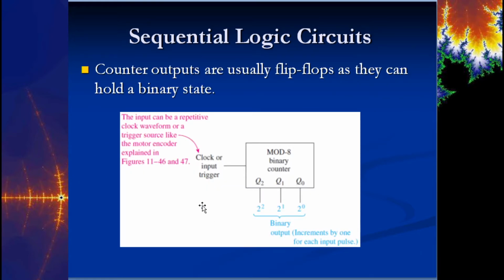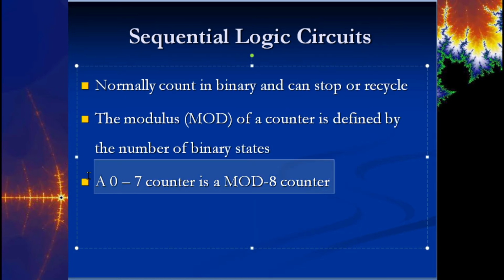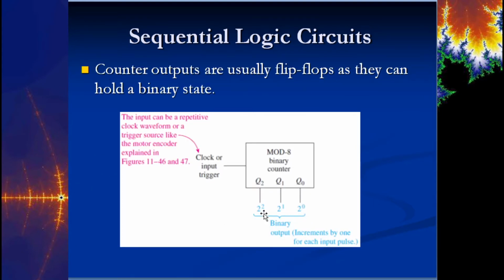Okay, so it says the counter outputs are usually flip-flops, as they can hold a binary state. That's what I just referenced. As you see here, it could be a push button, it could be a motor encoder, it could be some kind of repetitive clock waveform or some kind of trigger source that activates the counter and increments the count each time this thing gets triggered. So in this case, we have a 3-bit binary counter that goes from 000 to 111. This is what I just described down here. That is a mod 8, 0 to 7 counter. That's as far as it can count, 000 to 111.